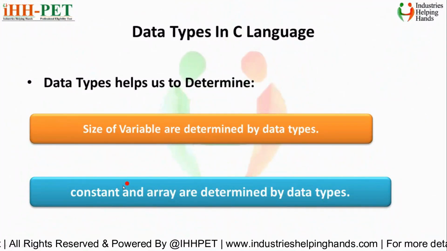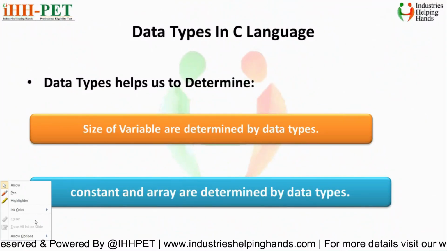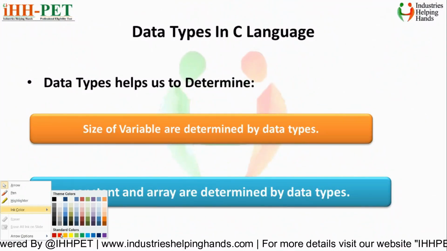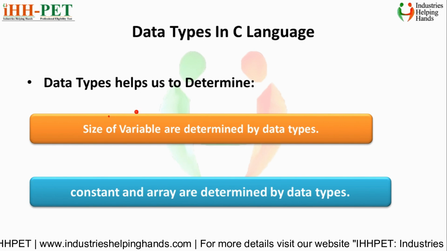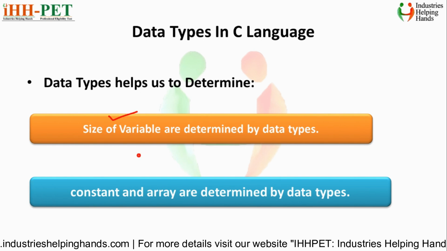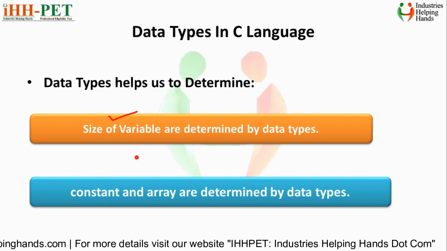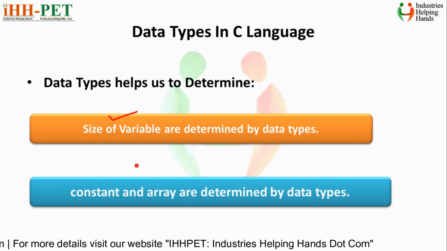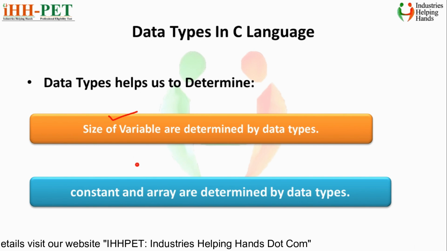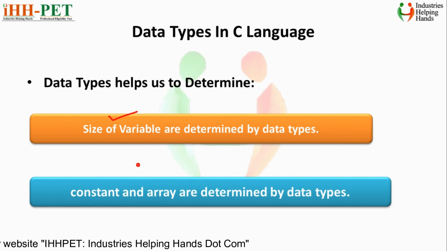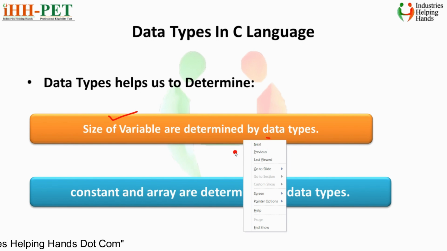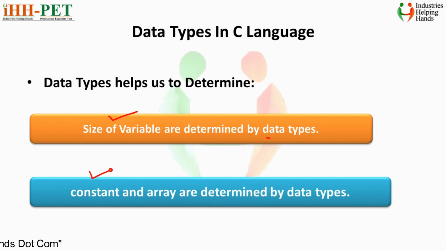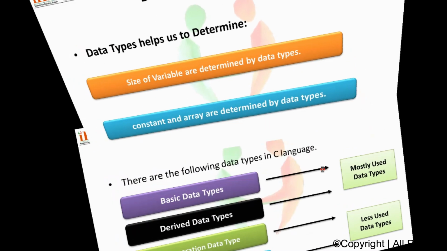Now you can see that data types help us to determine the size of a variable. The size of a variable depends on the data type you are using. We will discuss this in detail. So you can easily determine the size of a variable with the help of a data type. And also, constant arrays are determined by the data types.